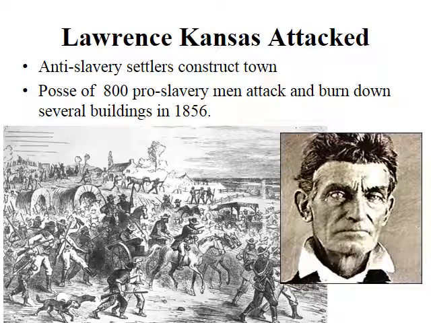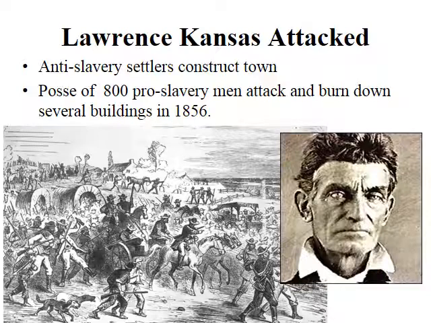We're going to watch a documentary about this in class, actually, because it's a pretty cool story. So Lawrence, Kansas, ends up being a free soil town. A bunch of abolitionists are the ones living there. A posse of 800 pro-slavery men invade the town. They attack the town, burn down a bunch of buildings, fire some cannons. They basically just cause a big ruckus in town.